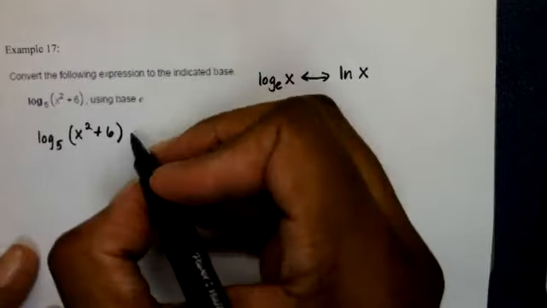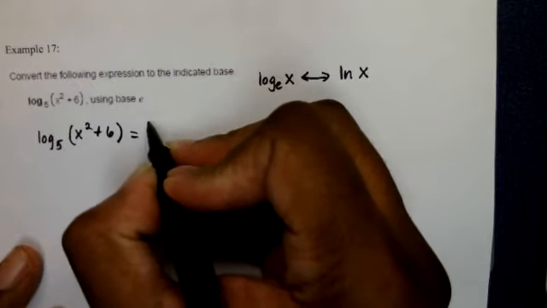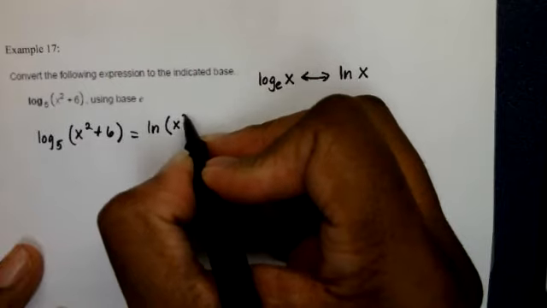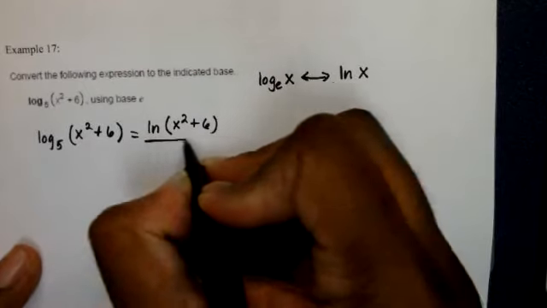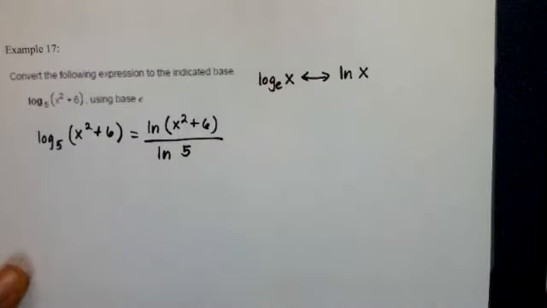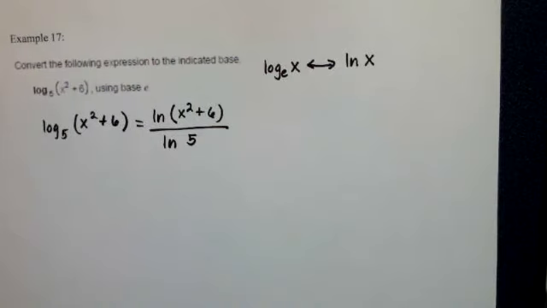So that means for log to the base 5 of x squared plus 6, I'm going to do ln of this expression here, x squared plus 6, divided by ln of the base, which is 5. And of course, I cannot take it any further than that. So the final answer for log to the base 5 of the quantity x squared plus 6 will be ln of the quantity x squared plus 6 divided by ln of 5.